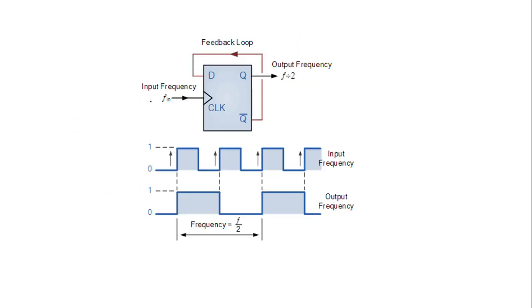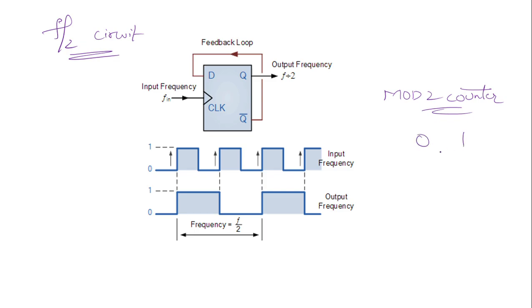So this is the F by 2 circuit, frequency divided by 2 circuit. For that we are going to use the mod 2 counter. This is the circuit of our mod 2 counter. What will it count here in mod 2? It will count 0 and 1 only. The input frequency is our clock frequency that you give, and whatever the output of the D flip flop we get is directly our F by 2 circuit. It is a very simple circuit.